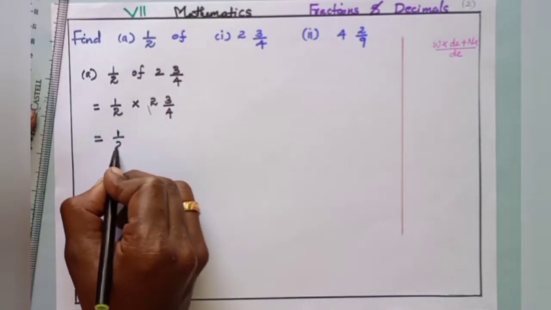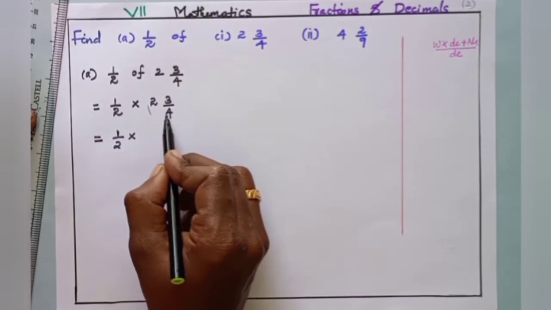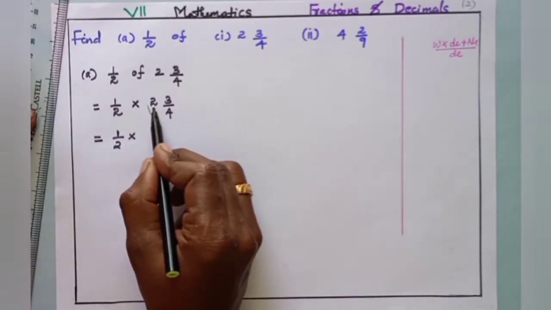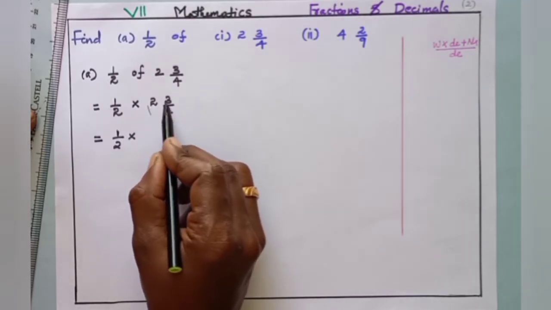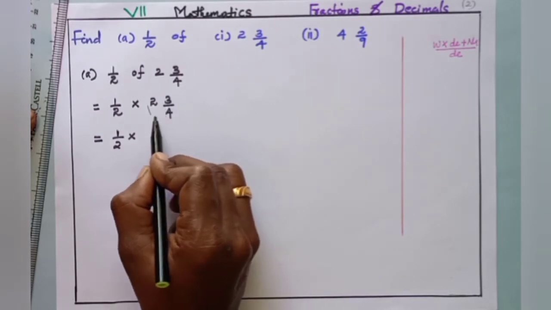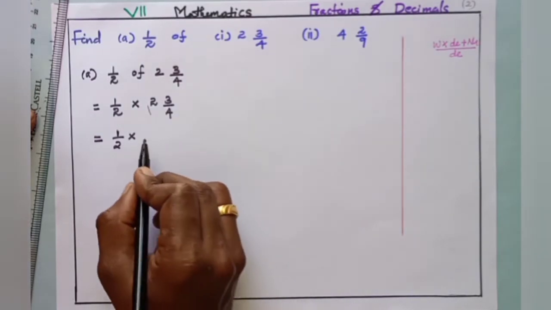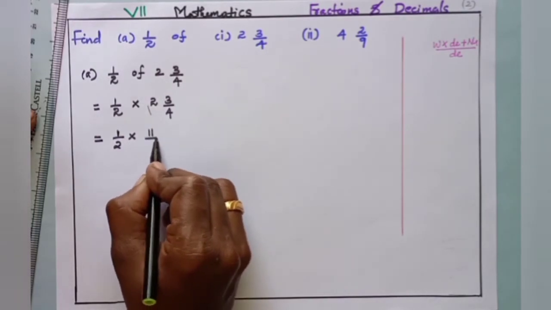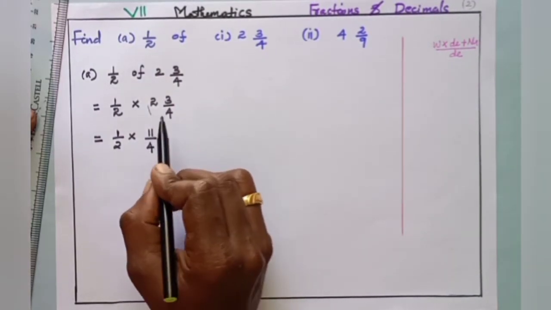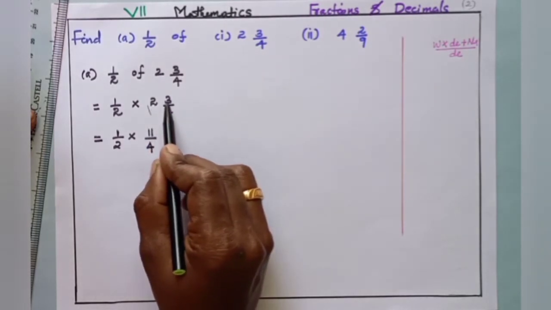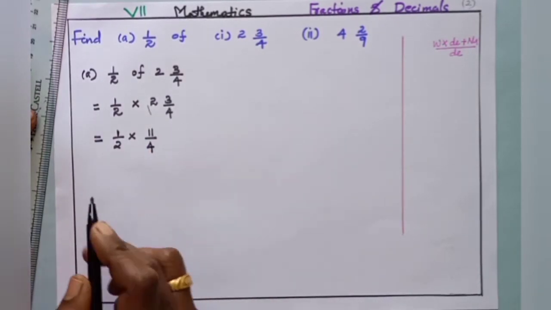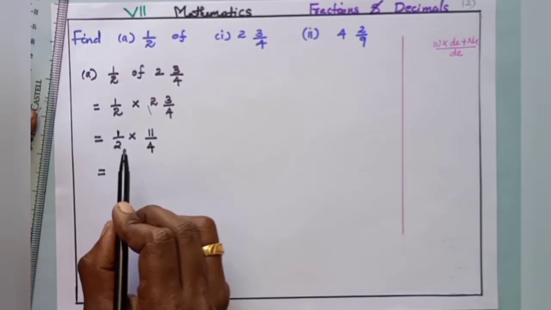So here, 1 by 2 into mixed fraction, whole number is 2. 2 into denominator 4. 2 into 4 is 8 plus numerator 3, 11 by same denominator, that is 4. 11 by 4. Once more, 2 into 4, 8 plus 3, 11 by 4.